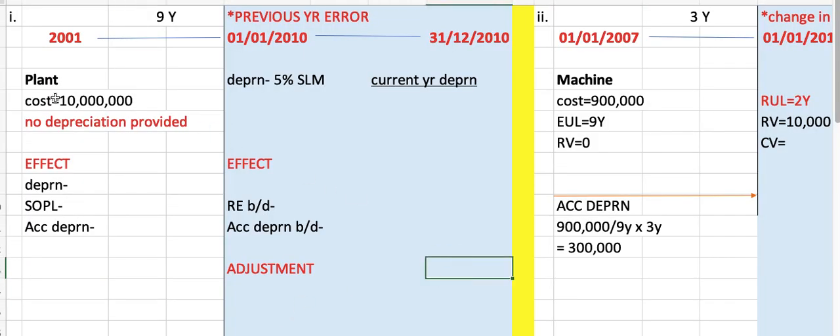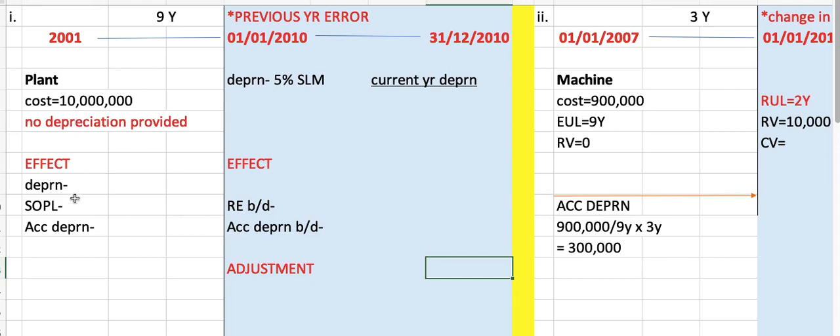Now, the plant has been in existence since 2001, and the company never provided depreciation, which is wrong. All assets, the PPE, must be depreciated. So it is wrong not to depreciate the plant. In the current year, the company decided to depreciate at 5% using the straight line method. Since it has never been depreciated, it is considered a previous year error.